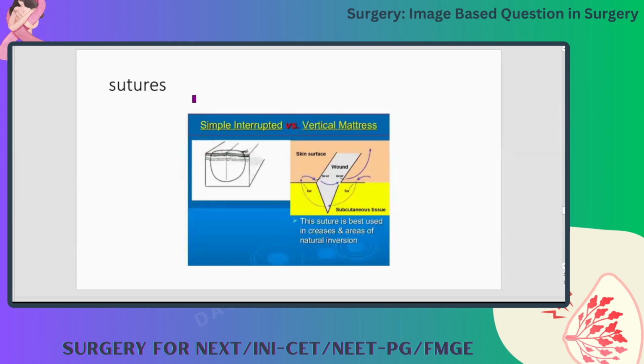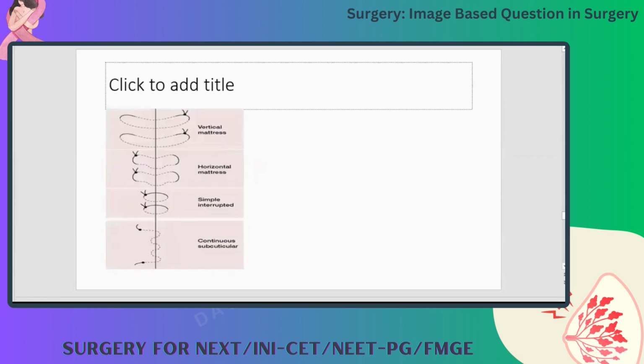I think you all sutured some wounds in your house surgery. Yes, sir. So see here, this is a simple suture. Suppose this is a wound. You take a bite here, you take a bite here and take a knot here. That is a simple suture. Simple and interrupted, you take it like this. Interrupted suture. That is one.